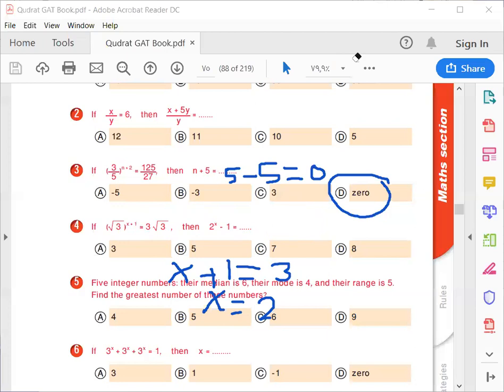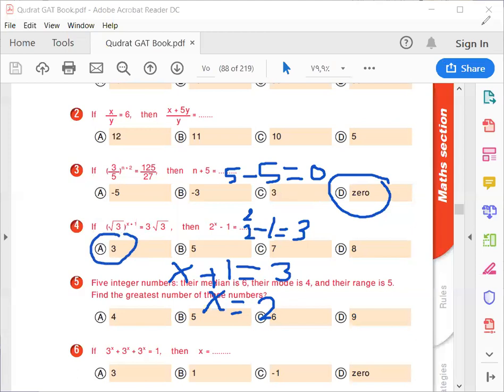The question asks us to find 2 to the power x minus 1. So we write it here and substitute x equal to 2. So 2 to the power 2 minus 1 equals 4 minus 1 equals 3. So the answer is A, right?